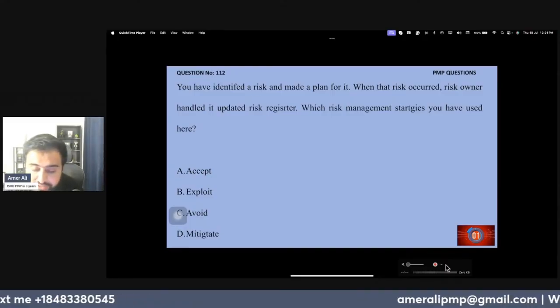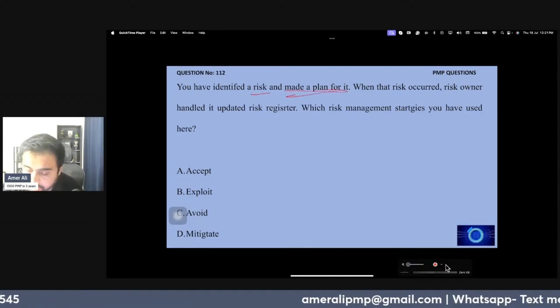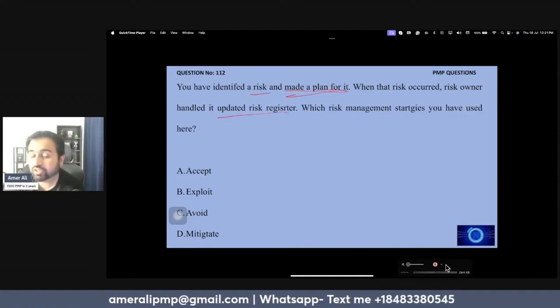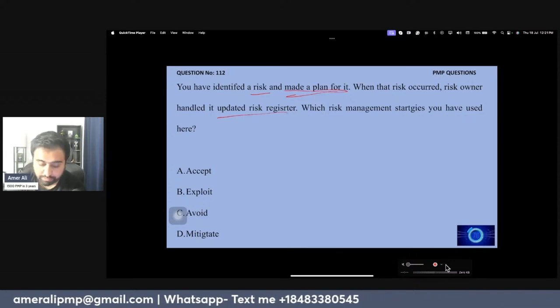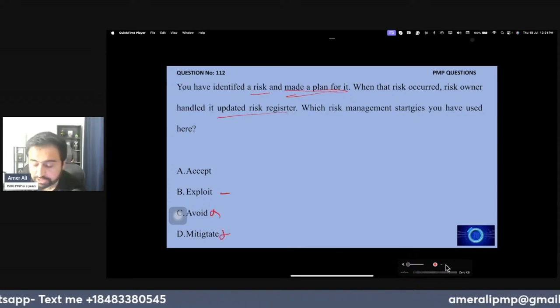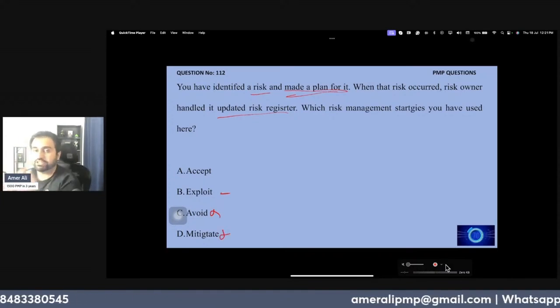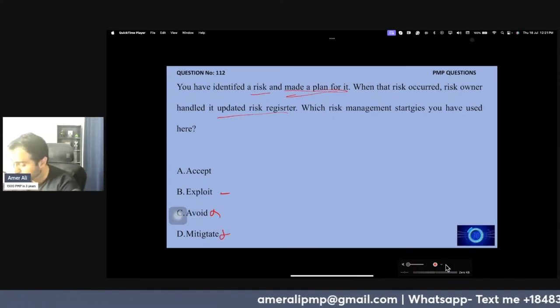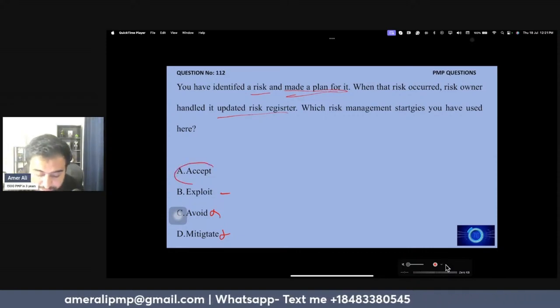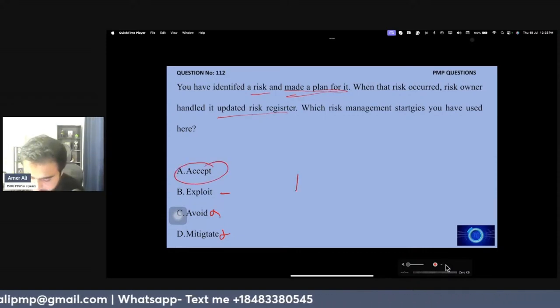You have identified a risk and made a plan for it. The risk owner handled it and updated. Which strategy? This is not mitigate or avoid, okay? Because these are proactive strategies. Exploit is for the positive risk, for the opportunity, okay? So we accepted the risk. That is option A.